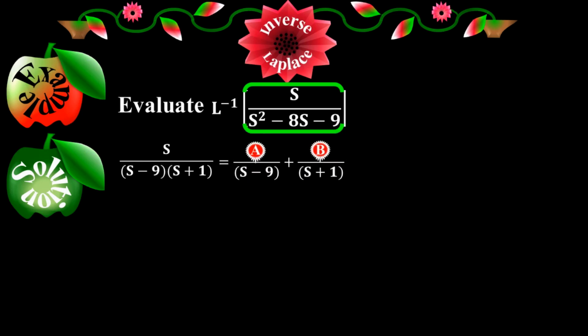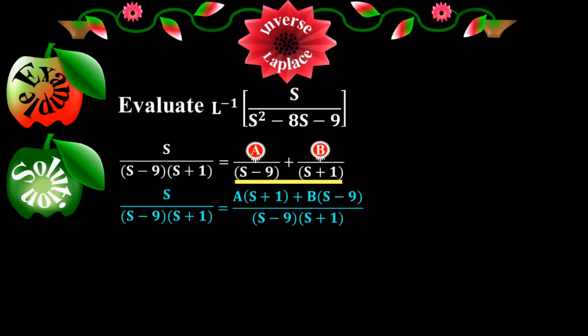Now I'm going to find the values of a and b. Let me take the LCM here to get a times s plus 1 plus b times s minus 9 over s minus 9 times s plus 1. The denominator at both sides will cancel each other. So I am left only with s equals a times s plus 1 plus b times s minus 9.